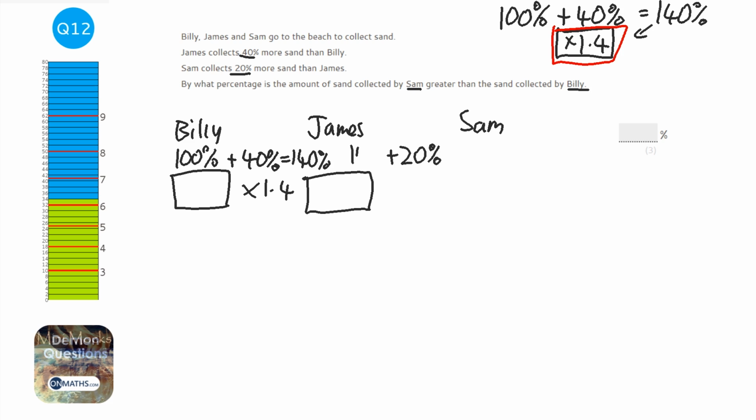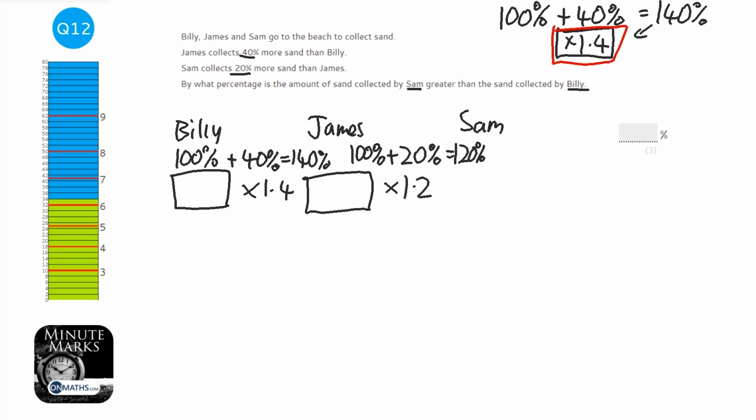Then, James has 100%. We add 20% on to work out what Sam has, which is 120% of what James has. As a multiplier, that's going to be 1.2. So we're going to times James's amount by 1.2 to work out Sam's amount. Now the problem is we don't know what the amount is, but we do know what we're going to do to it. We're going to times 1.4, then times 1.2.